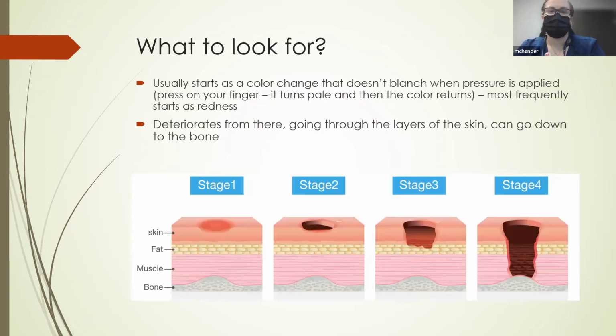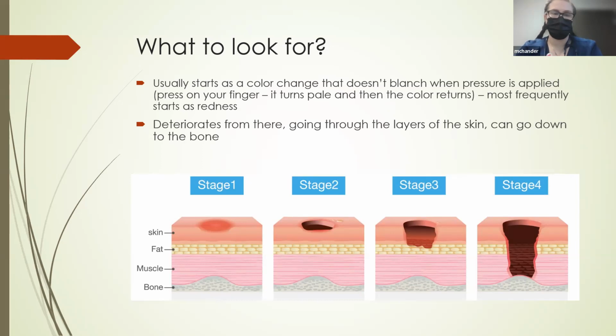So what to look for? It usually starts as a color change that doesn't blanch when pressure is applied. What blanching is, say if I take the tip of my finger, if you take the tip of your finger and you press on it, you'll see that it kind of turns that whitish color, and then when you release, the color comes back and it's pink. If your redness does that, that means it still has good blood flow and it isn't a pressure ulcer, although you do want to keep an eye on it, especially if you see blanchable redness occurring in reoccurring spots. If it doesn't do that, that typically means that there is decreased blood flow to the skin and you have the start of a pressure sore.